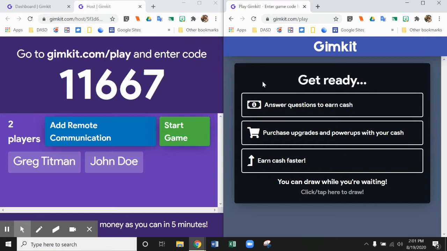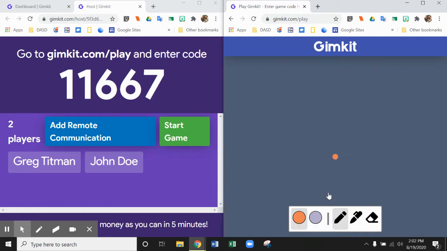So instead of just getting, I think in Kahoot the most you can get is 1,000 points for each correct answer, and that's based off of if you answer very, very quickly, like right when it pops up on the screen. Speed is really not part of this Gimkit. It doesn't matter how quickly you answer, although the faster you answer the question, the more questions you can get through and the more money you can earn. So I'll show you how this works.